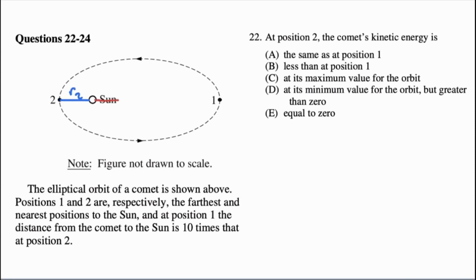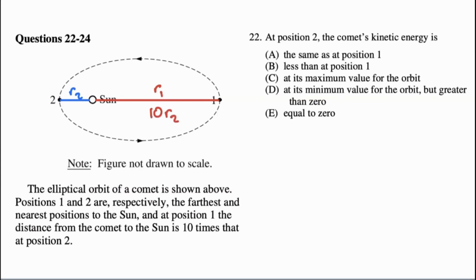And this distance is going to be R1. It's the distance from the sun from position 2, R2, and the distance from the sun from position 1, R1. And it is stated that at position 1, the distance from the comet to the sun is 10 times that at position 2. So we can also write that as 10r2. That might come in handy later. This is just annotating what I see.